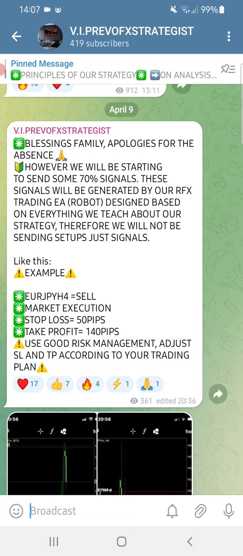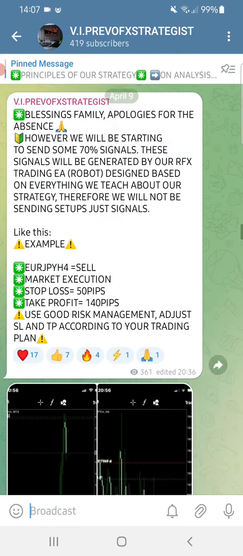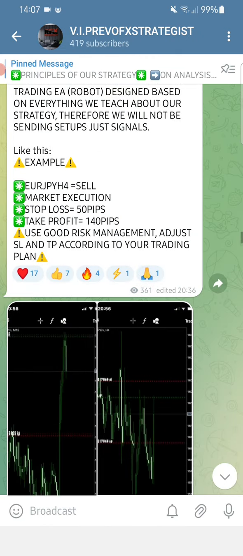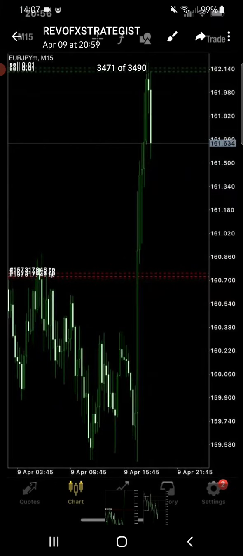So here I gave an example. This example was even based on the analysis of the EA. It says EUR JPY for sale, market execution. And then you see we have our stop loss there, which is 50 pips, and our take profit, which was 140 pips. So this is how the EA actually executed the trade.